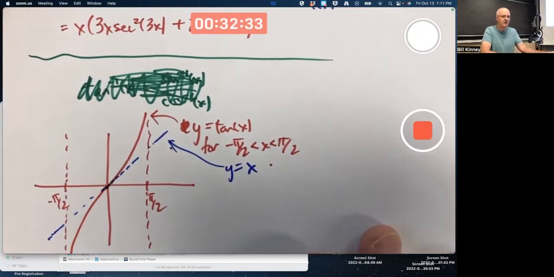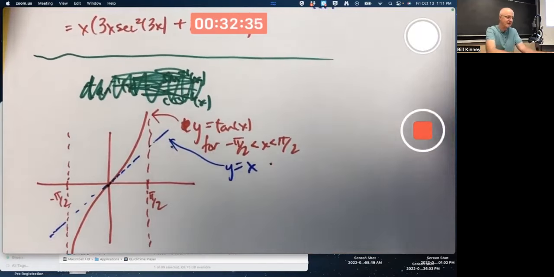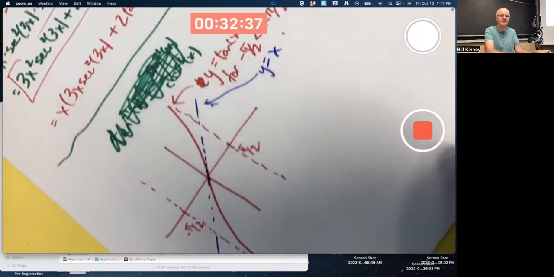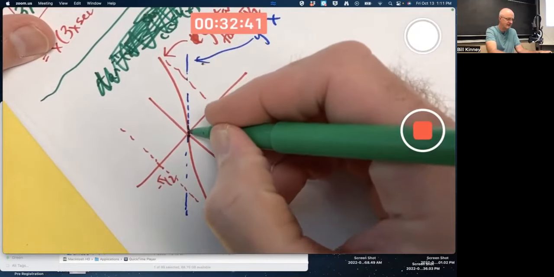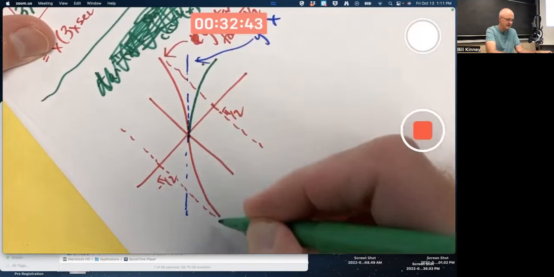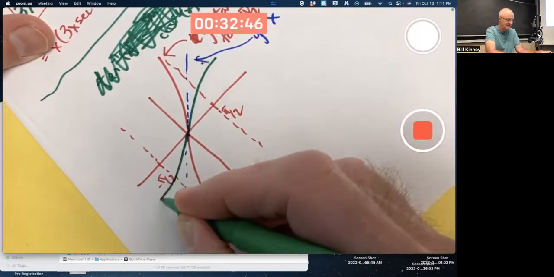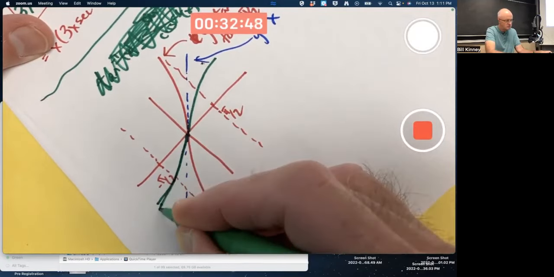A little hard to do when you're looking at the graph like this. A little easier if you turn the graph like that. Reflect this part, you're going to get something looking like that. Reflect this part, you're going to get something looking like that. It's still kind of tricky to do this.